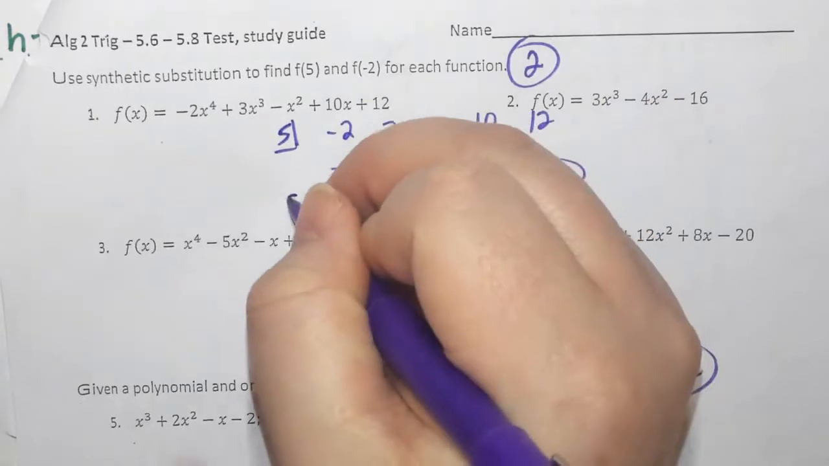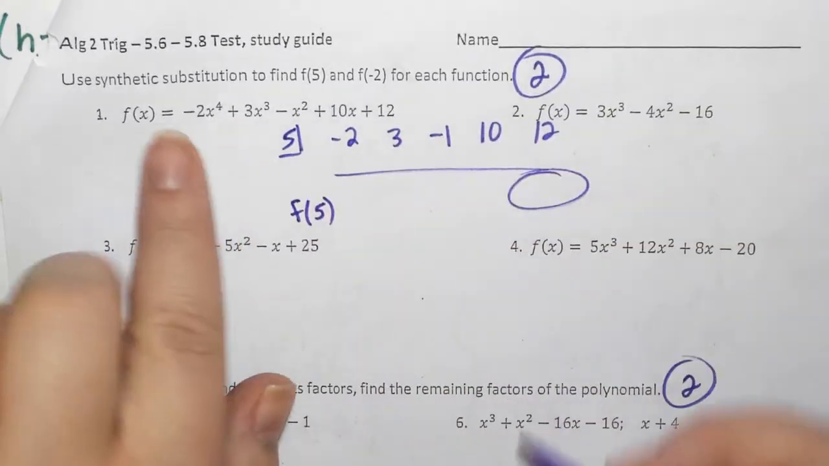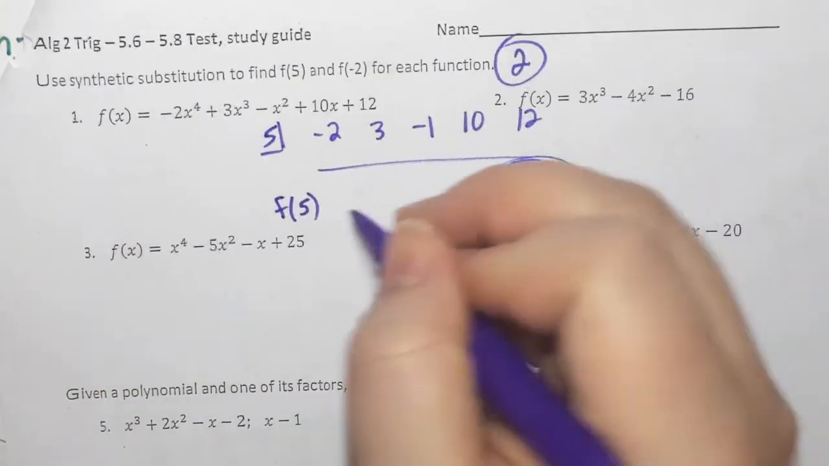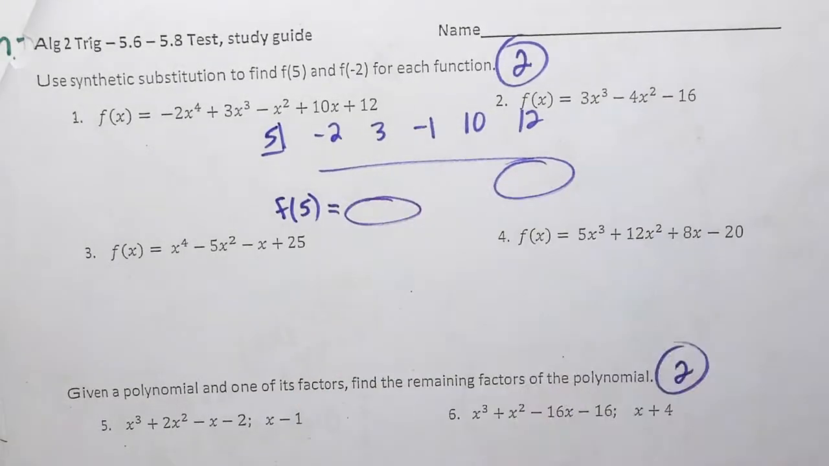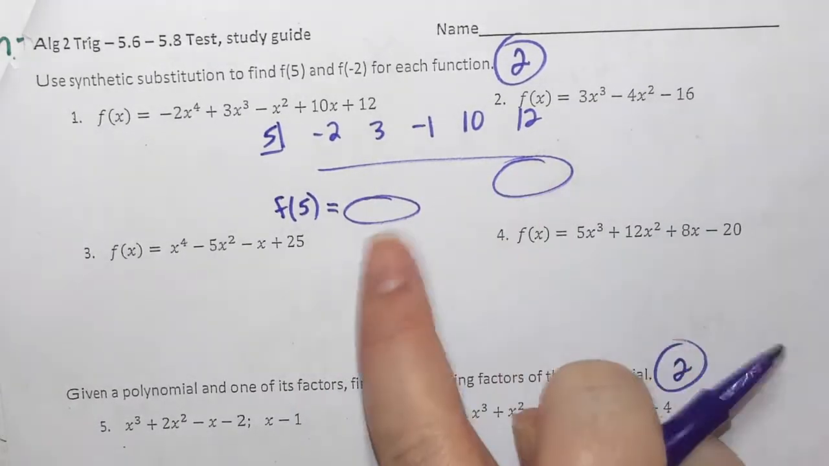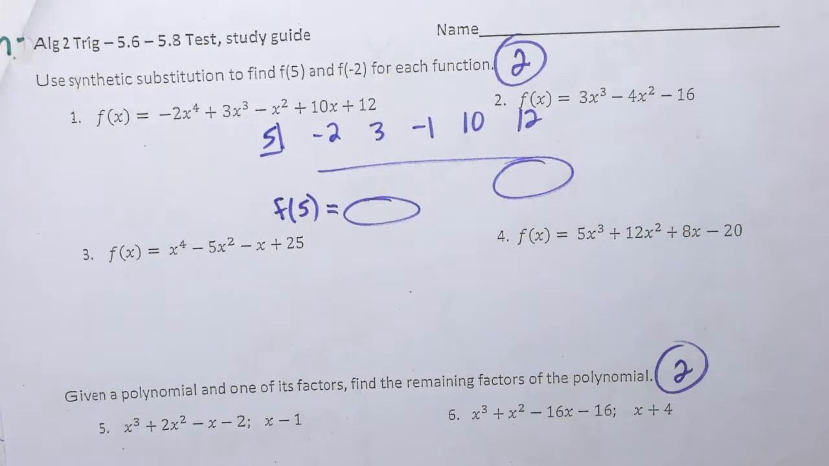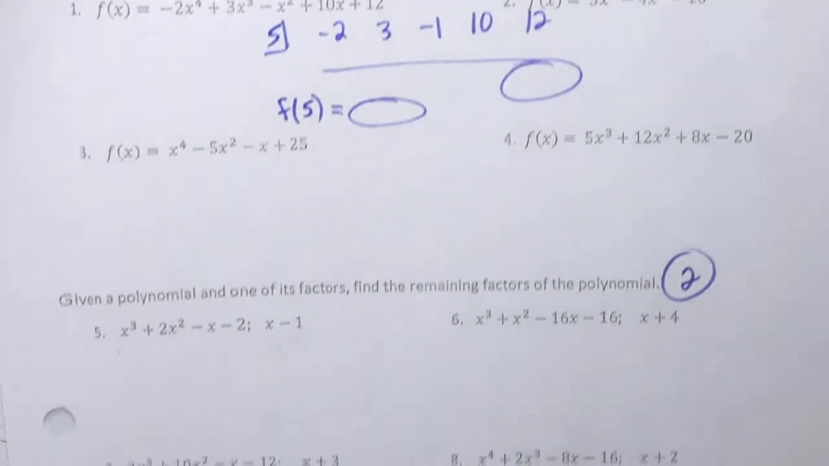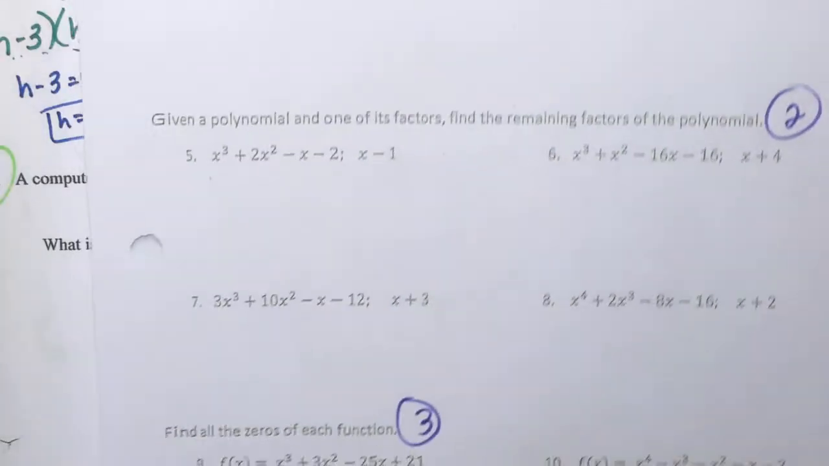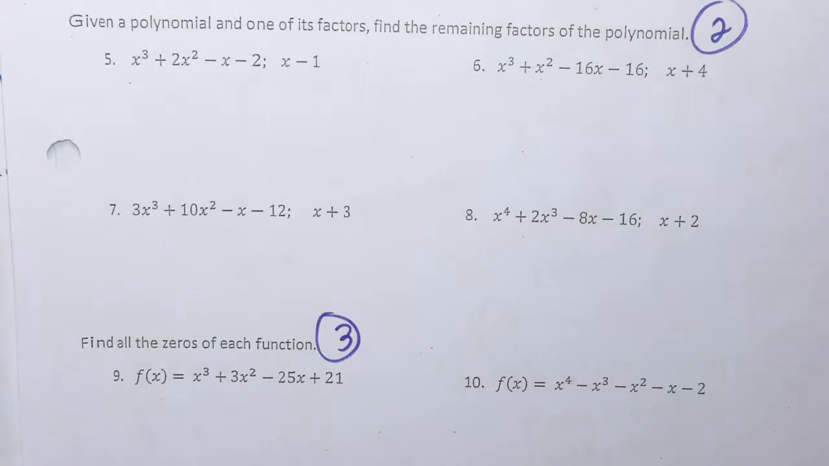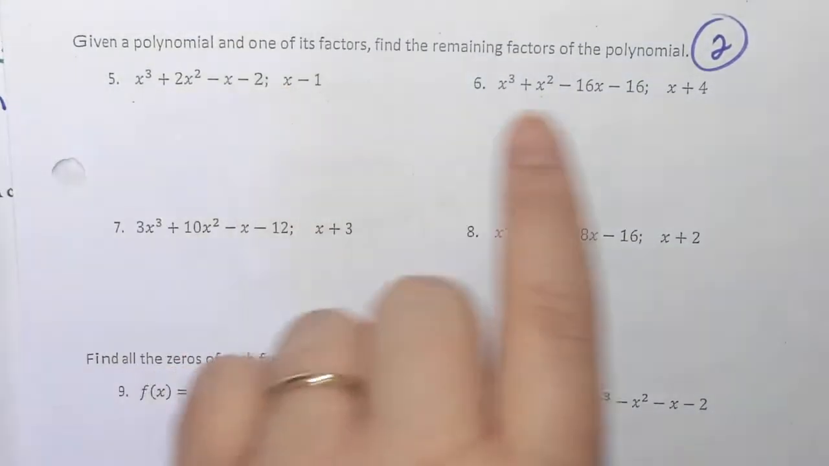So instead of me actually having to plug in a 5 everywhere I saw an x, I don't have to do that anymore. If I use synthetic division, my remainder is actually my answer. And there are 2 like that on the test. There are 2 like 5 through 8 on the test. And really, I call those cheat ones because they're cheating because they already tell you one of the zeros.